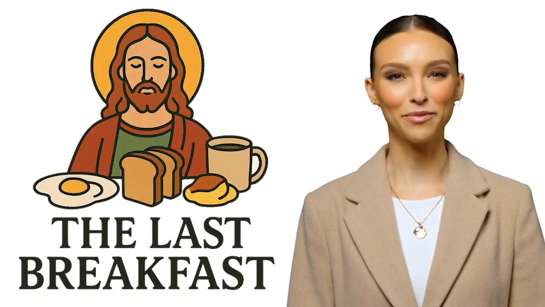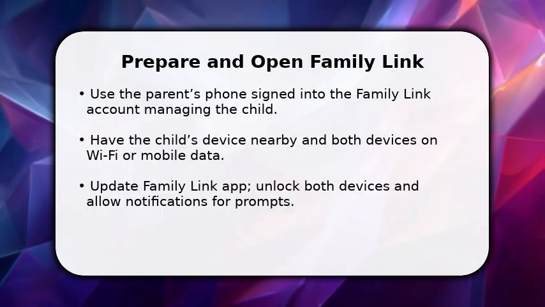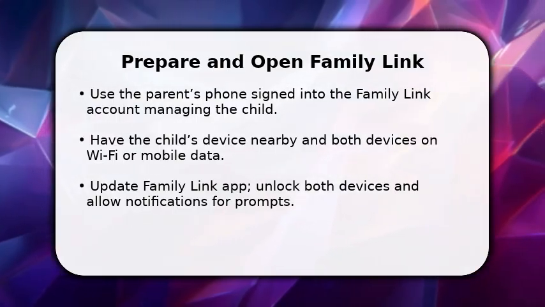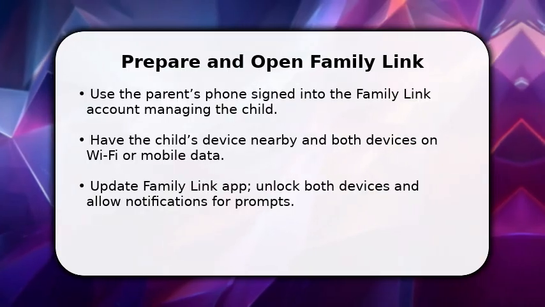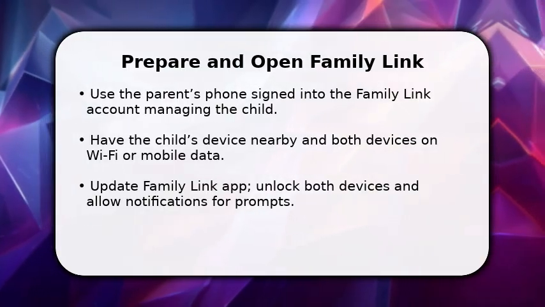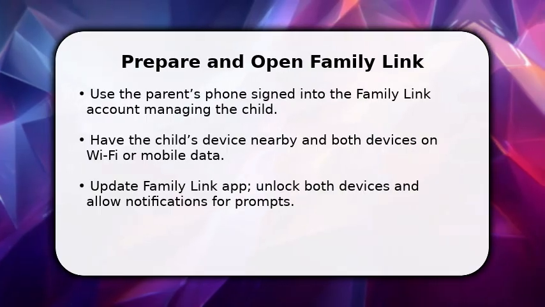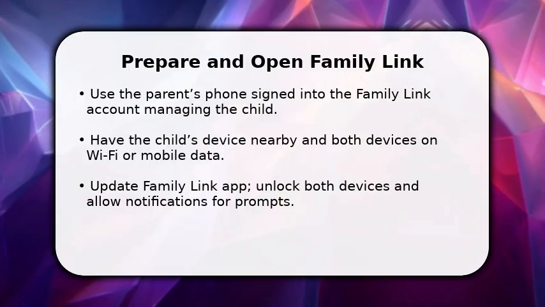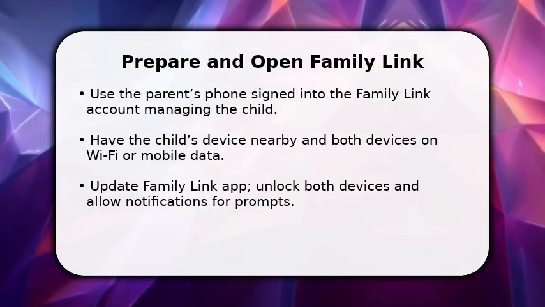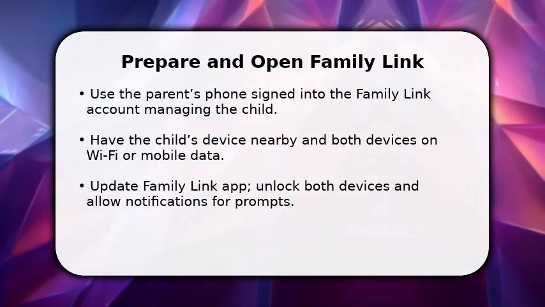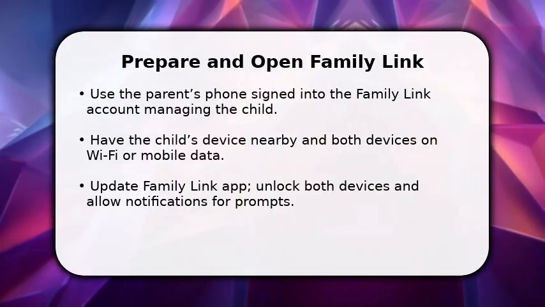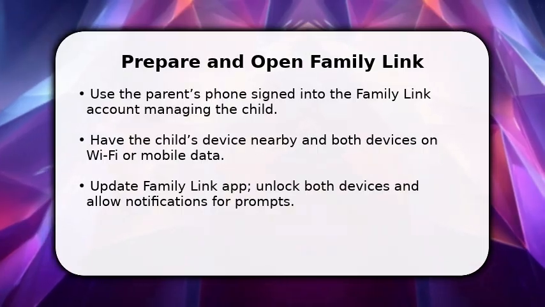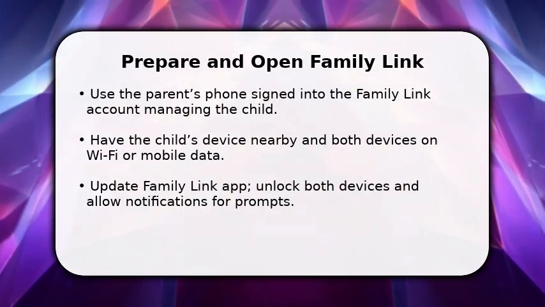You start by opening the Family Link app on your parent device and signing in if needed. Make sure the child's device is nearby and both phones are online, because Family Link confirms changes with the child device. Once done, tap the child's name to open their profile, then look for the Controls or Settings button. This is where you'll change supervision options. I'm telling you this early so you don't get blocked waiting for a verification prompt or an app update mid-process.